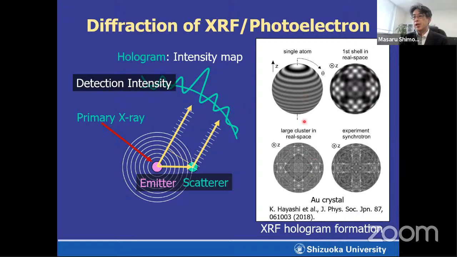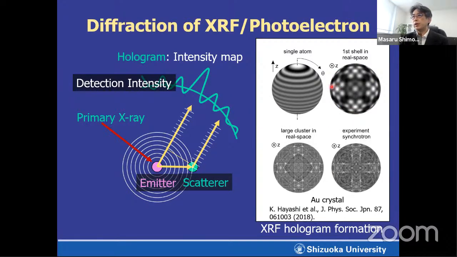This is a simulated hologram based on a single scattered atom. Like this one, if the emitter is here and the scatterer is there, then a very strong intensity is observed in the forward direction of the scatterer. This is the case if there is one scatterer, we observe this type of hologram. But if there are several scatterer atoms, we observe this type of hologram.